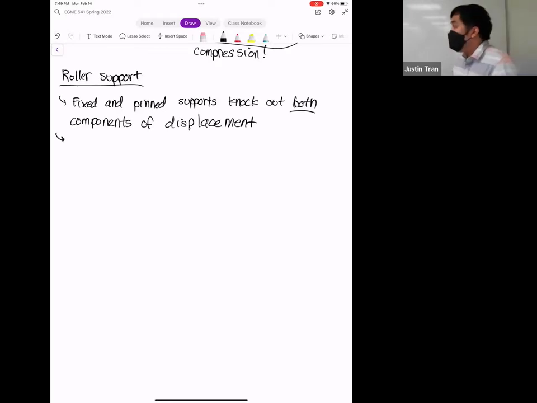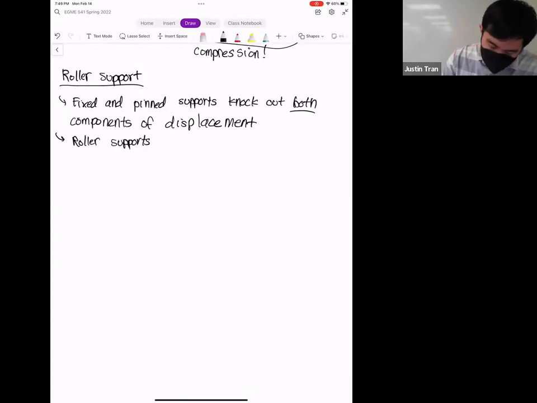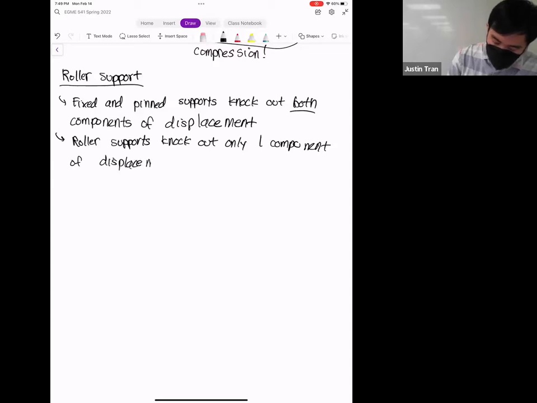But not all supports are like that. And so you can have a roller support which only knocks out one component of the displacement. Right, so visually, it looks something like this, right? And so you're going to have a triangle here to indicate the support, okay? Normally, when this is fixed, this triangle is fixed into the ground, but for a roller, we put it on basically roller skates, okay? And so those roller skates tell us that this support here is free to move in this direction, okay?